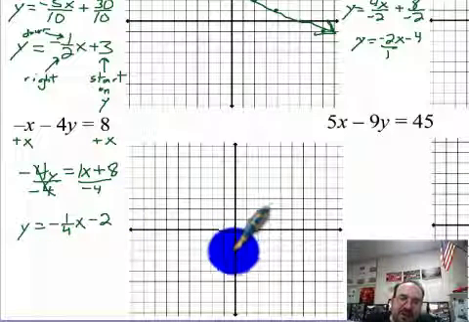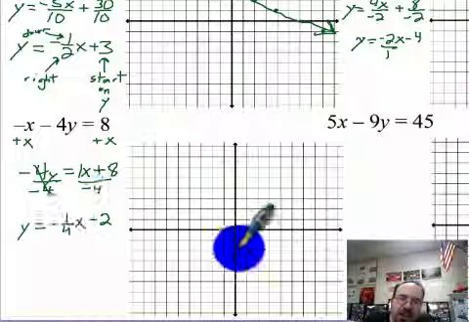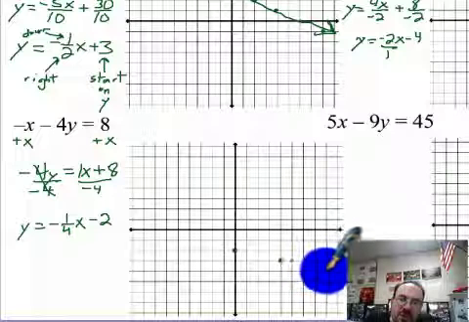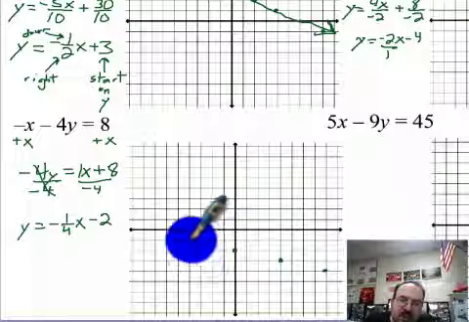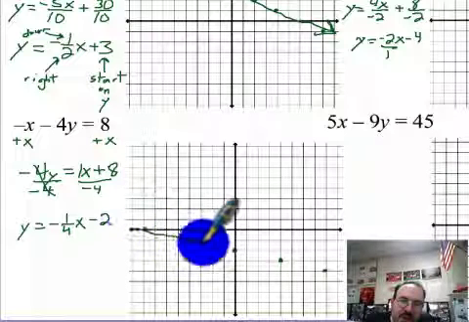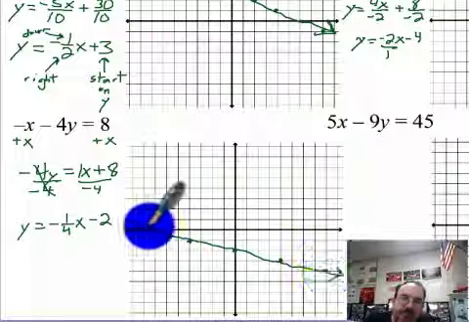So I start at negative 2, and because I've got a negative in front of the slope, I move down 1, right 4, down 1, right 4, and then I can reverse it. Now that I've done a couple, I can go up 1 and left 4, and then connect those dots.